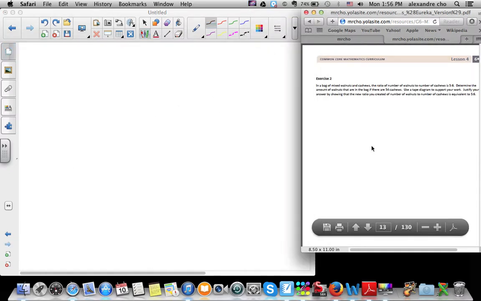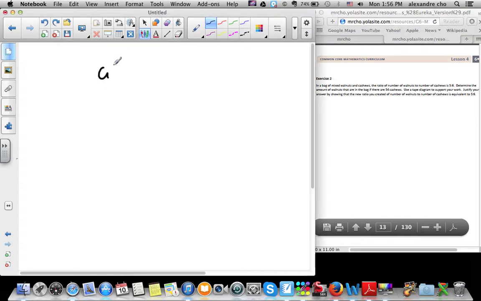Alright, so let's read this page 13. In the bags of mixed walnuts and cashews, the ratio of number of walnuts to cashews is, I'm going to write this down. What do we have? Walnuts. And we have cashews. It's 5 to 6. So every time you see 5 walnuts, you're going to see 6 cashews. Determine the number of walnuts that are in the bag if there are 54 cashews, and use a tape diagram.